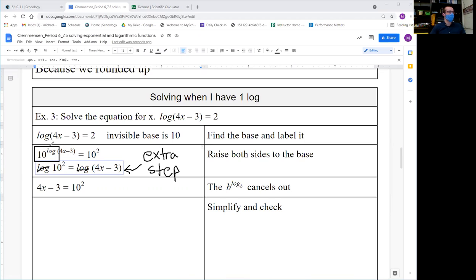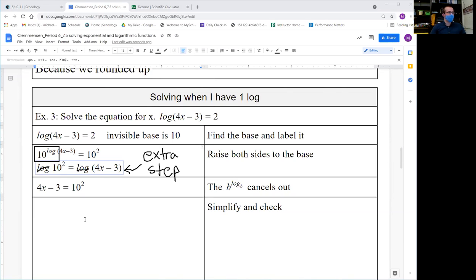But we have a math fact, a rule in logarithms, that if you have something like this, b to the log base b, that cancels itself out and you end up with just 4x minus 3. So if you do not want to write this step right here of changing it into log form with two different logs like this, you don't have to. But if you would like to, you can do that.